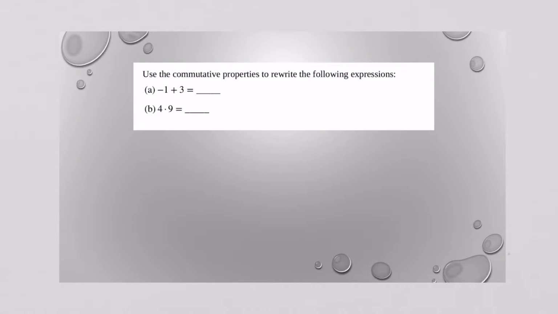Okay, so it says use the commutative properties to rewrite the following expressions. So negative 1 plus 3 is the same thing as 3 plus negative 1. Now you might be asking, could I write that as 3 minus 1? Yeah, 3 minus 1 is the same thing as 3 plus negative 1. 4 times 9 is the same thing as 9 times 4.